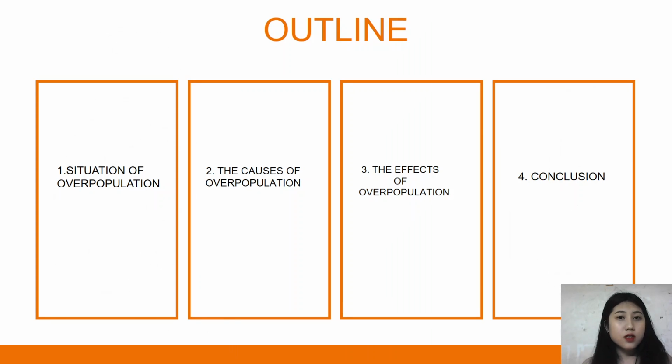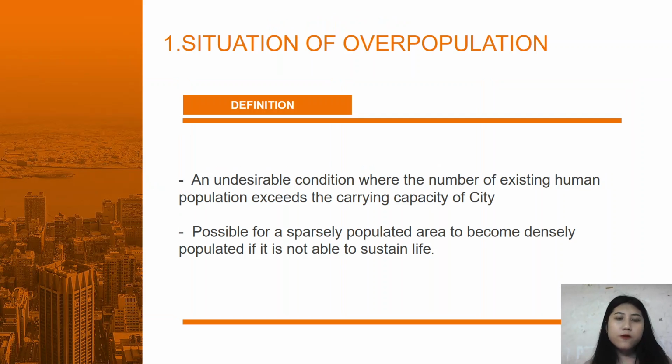Our presentation has 4 parts. The first one is the situation of overpopulation. The second one is the causes of overpopulation. The third one is the effect of overpopulation, and the final one is the conclusion. Now we move to the first one, the situation of overpopulation.